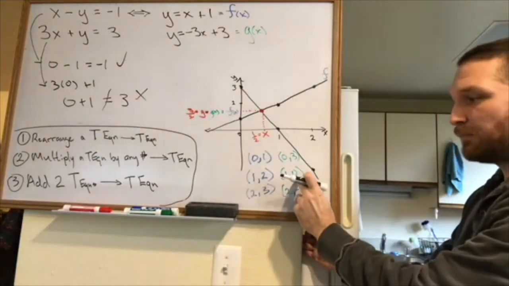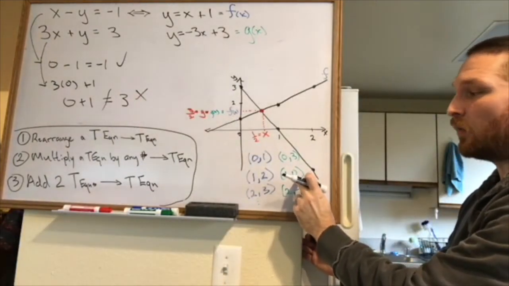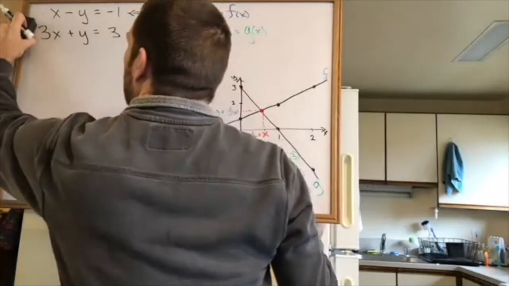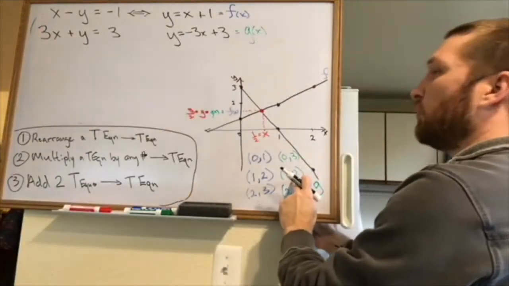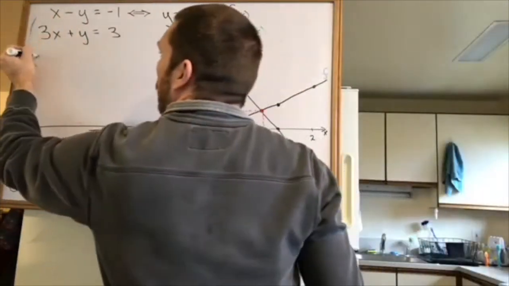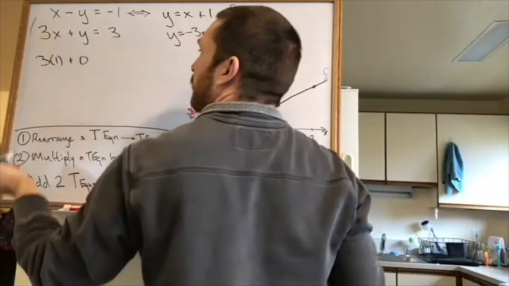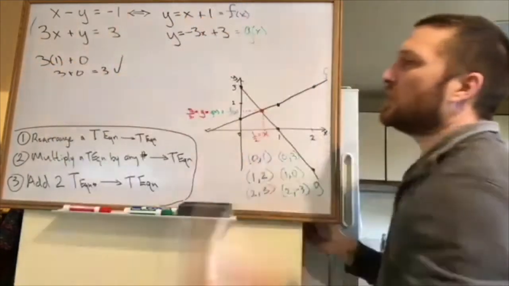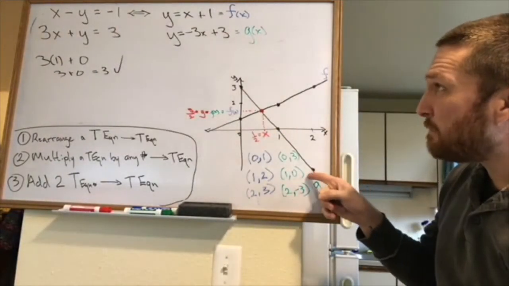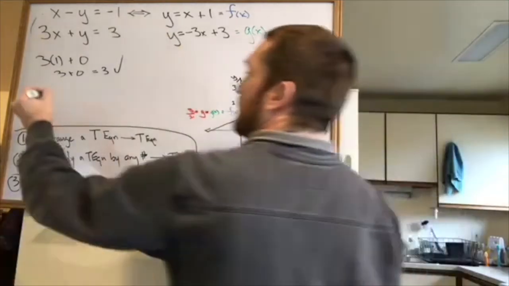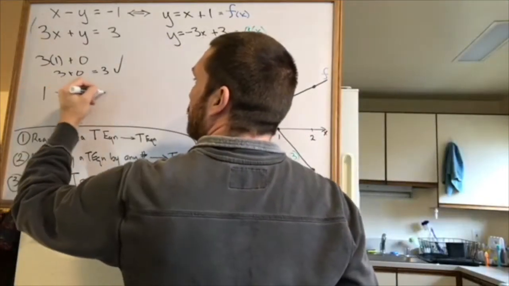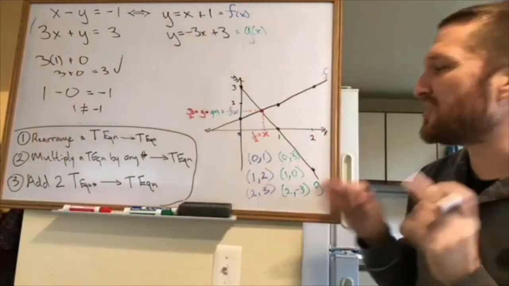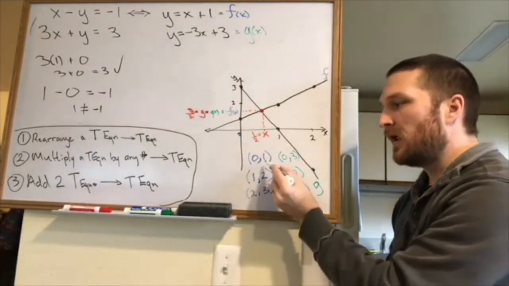If I take one of the green points, one of the points that's a solution to the second equation, and plug it in, let's take the point 1, 0. That'll be nice. Plug in a 1 for x and a 0 for y. I get 3 plus 0 is equal to 3. Yes, the second equation is true. If I try that same point in the first one, I get 1 minus 0 equals -1. 1 does not equal -1. So the two equations are not simultaneously true at these points.